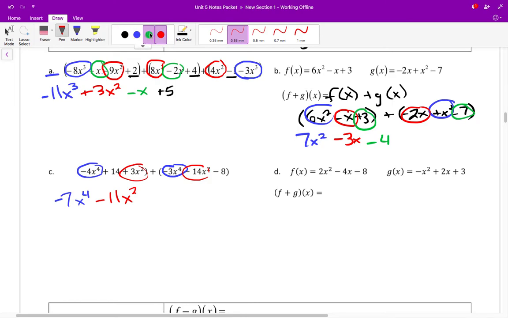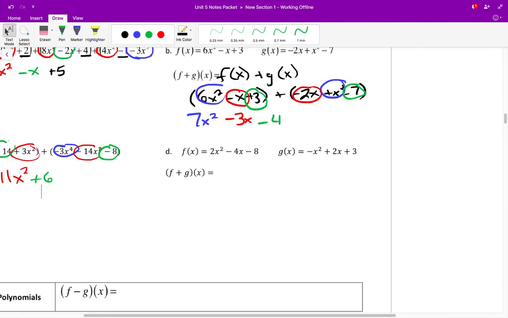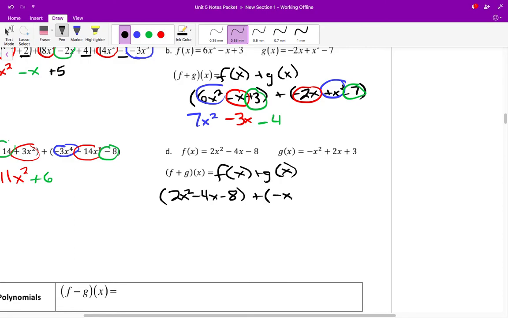And then let's look for constants now. So constants, I've got a positive 14, negative 8. Those would combine to be a positive 6. All right, let's check D now. So on example D, once again, it's asking you to find f plus g of x. So really all you're looking for there, f of x plus g of x. Nothing too fancy, just adding those together. So f of x would have been your 2x squared minus 4x minus 8. Plus g of x would have been negative x squared plus 2x plus 3.